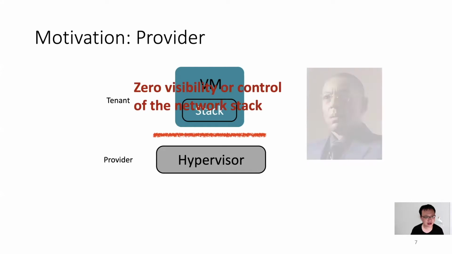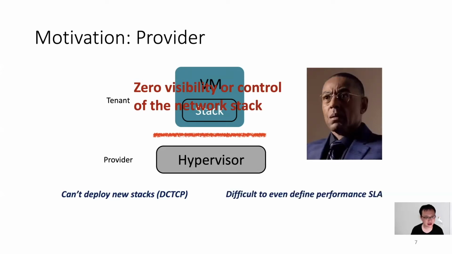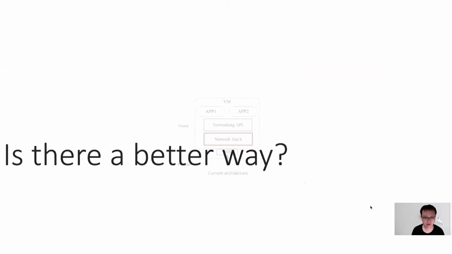Because for a provider, they have nearly zero visibility and control of the network stack. The providers cannot deploy new network stacks, for example, DCTCP. It is difficult for them to define a performance SLA, difficult to perform some measurement tasks, and difficult to do troubleshooting because of the boundary between the hypervisor and the tenant's VM. Is there a better way to solve this problem? Actually, our answer is yes.